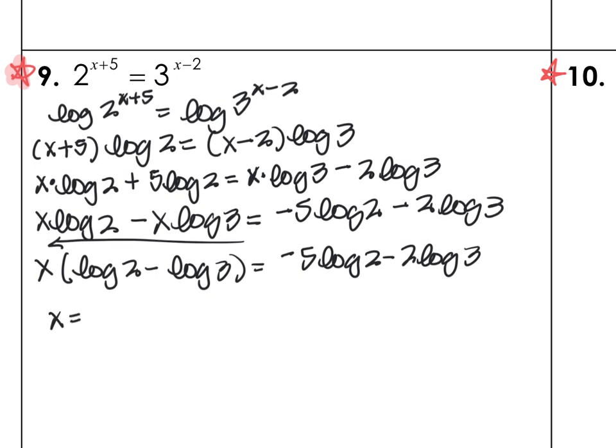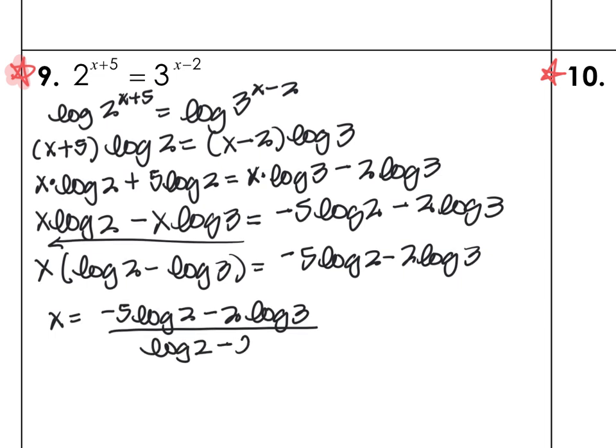It's kind of hard using this program. I'm used to Notability. Anyway, so now I can divide by that chunk. So x would be equal to negative 5 log 2 minus 2 log 3, and the whole thing is over log 2 minus log 3. So that, my friends, is the exact answer.